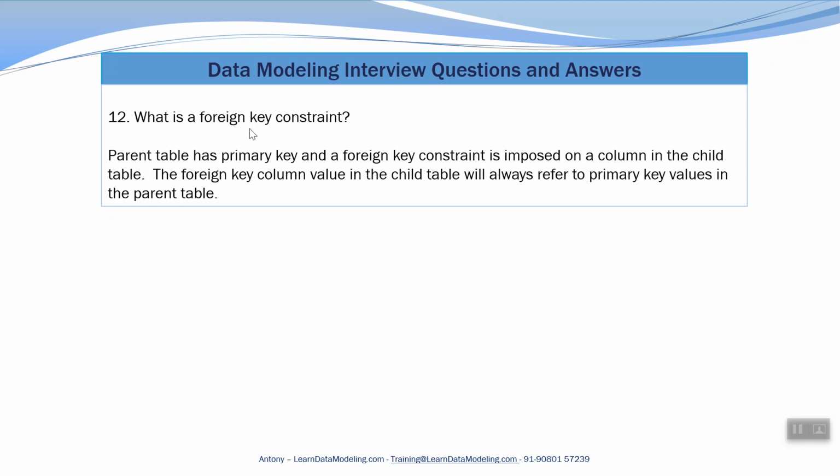So let me see what is a foreign key constraint. Parent table has a primary key and foreign key constraint is imposed in a column in the child table. The foreign key column value in the child table will always refer to the primary key values in the parent table.